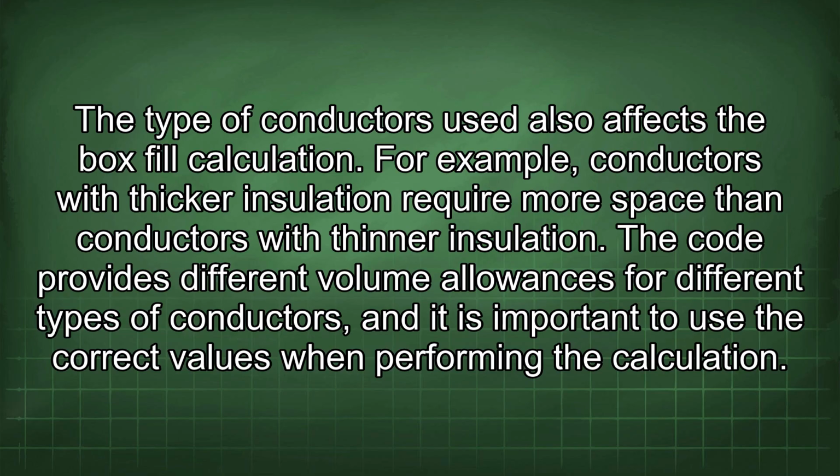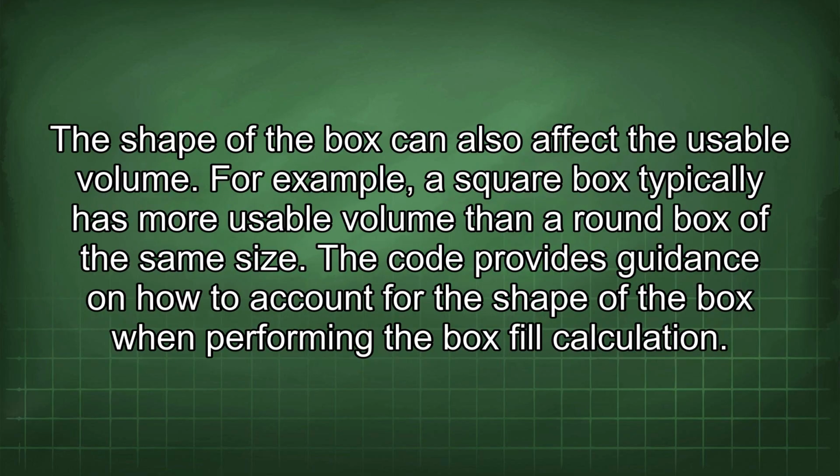For example, conductors with thicker insulation require more space than conductors with thinner insulation. The code provides different volume allowances for different types of conductors, and it is important to use the correct values when performing the calculation. The shape of the box can also affect the usable volume.